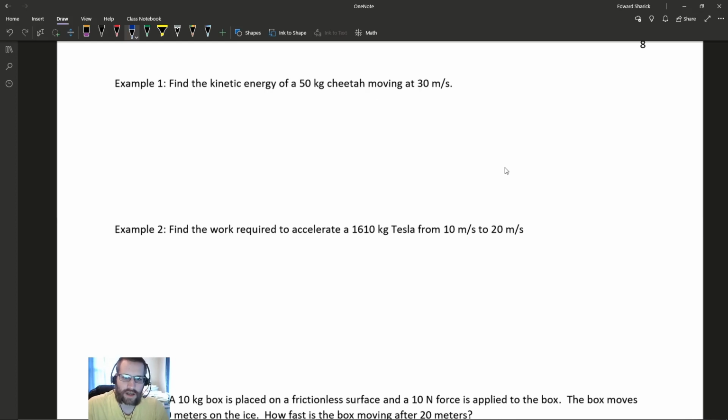So, find the kinetic energy of a 50 kilogram cheetah moving at 30 meters per second. So we've got our little cheetah.